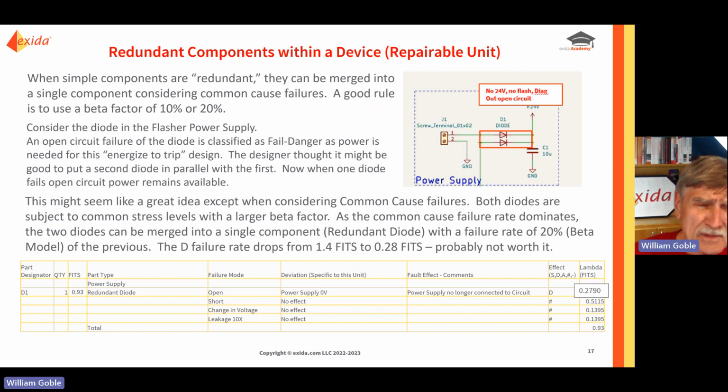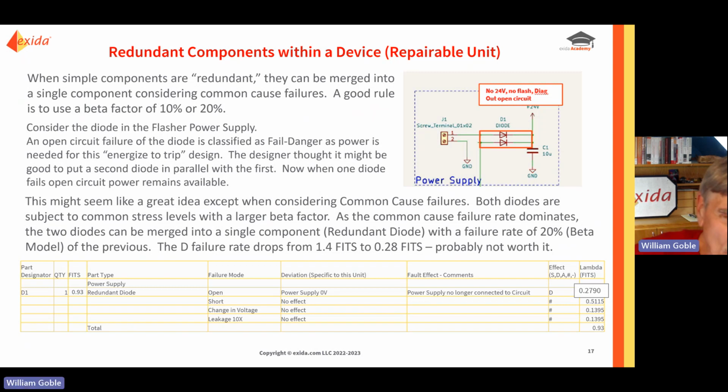An easy way to model a redundant component is to recognize the impact of common cause failures. Common cause probabilities are higher when you have identical components exposed to the same stress. Two components on the same circuit board are highly likely to be exposed to the exact same stress.